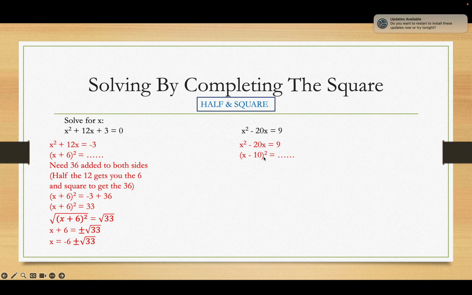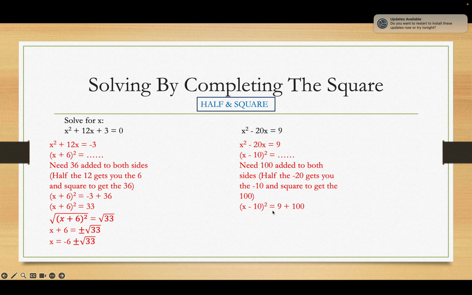Now, I've already added it to the left side because it's contained in the expression x minus 10 squared. If you double distributed that out, you would get x squared minus 20x plus 100. So when I have the x minus 10 squared, the plus 100 is contained in that expression, then I have to do 9 plus 100. In other words, I have to add the square to both sides, which is 100.